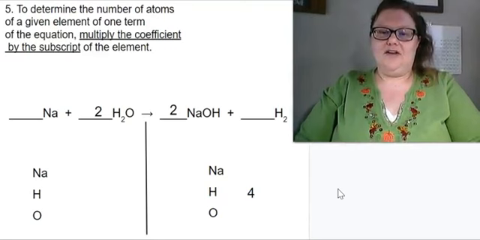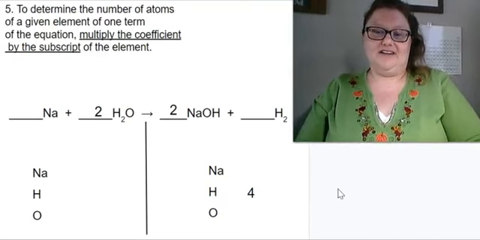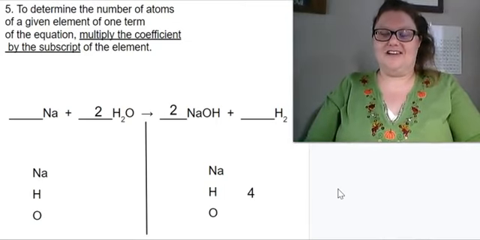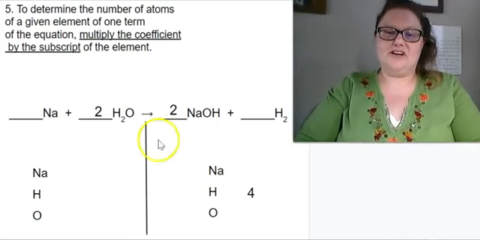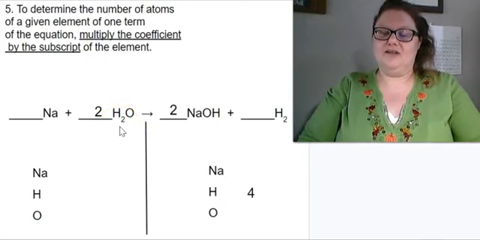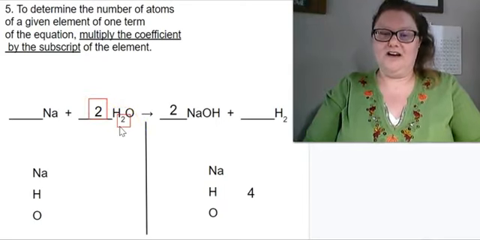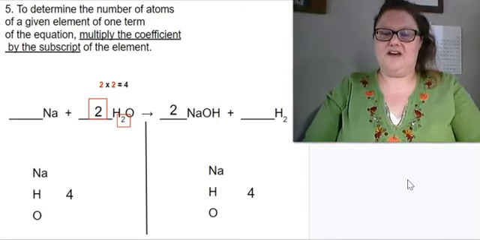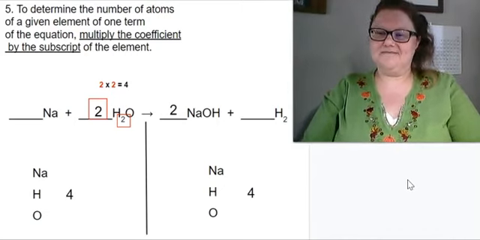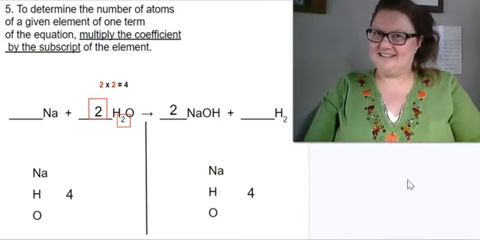Okay, and so now I have 4 hydrogen on the right, but I only had 2 on the left. So hydrogen is still not balanced. But if I put a 2 in front of this water, that would then distribute and multiply and make 4 hydrogen on this side. 2 times 2 is 4, so I have 4 hydrogen now on the left as well. I balanced the hydrogen. But wait, I'm not done.